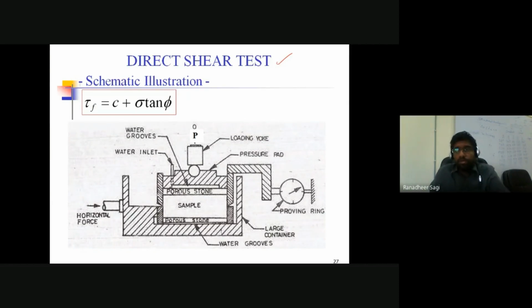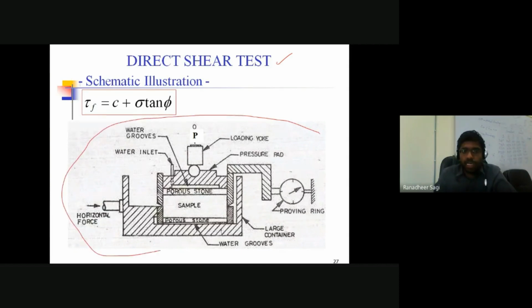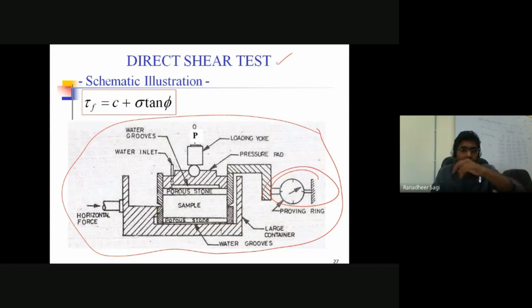So you have what is called the direct shear test setup, in which the main core part is the direct shear box. This complete part indicated here is what is called your direct shear box, with some additional accessories represented here: proving ring, dial gauges, loading frame, and so on. But to be more specific, this is your direct shear box.